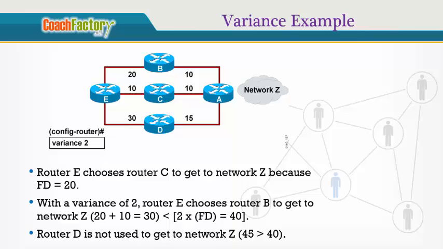So we can take this scenario as an example. Router E wants to reach network Z, which is connected to Router A, and we have three different paths.